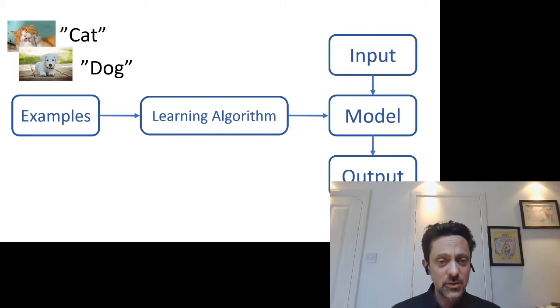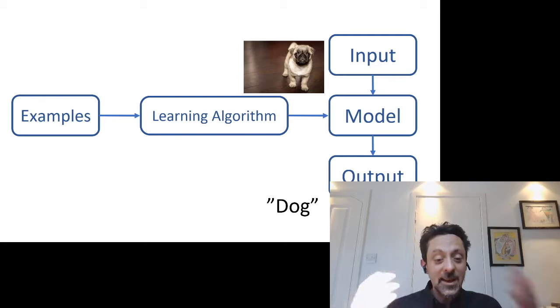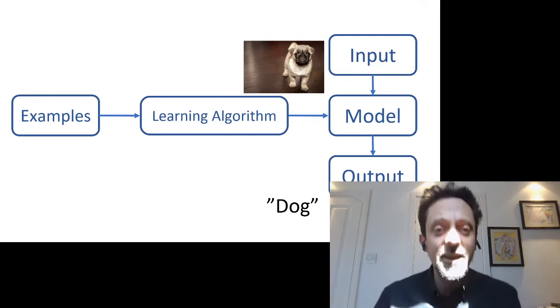So that's the real clever bit. I won't go into detail about how that works, but it's very clever. And at the end of it, you can put a picture into your input and it will tell you if it's a cat or a dog. So that's the general idea of what machine learning is, and that's how I'm going to refer to AI for this talk.